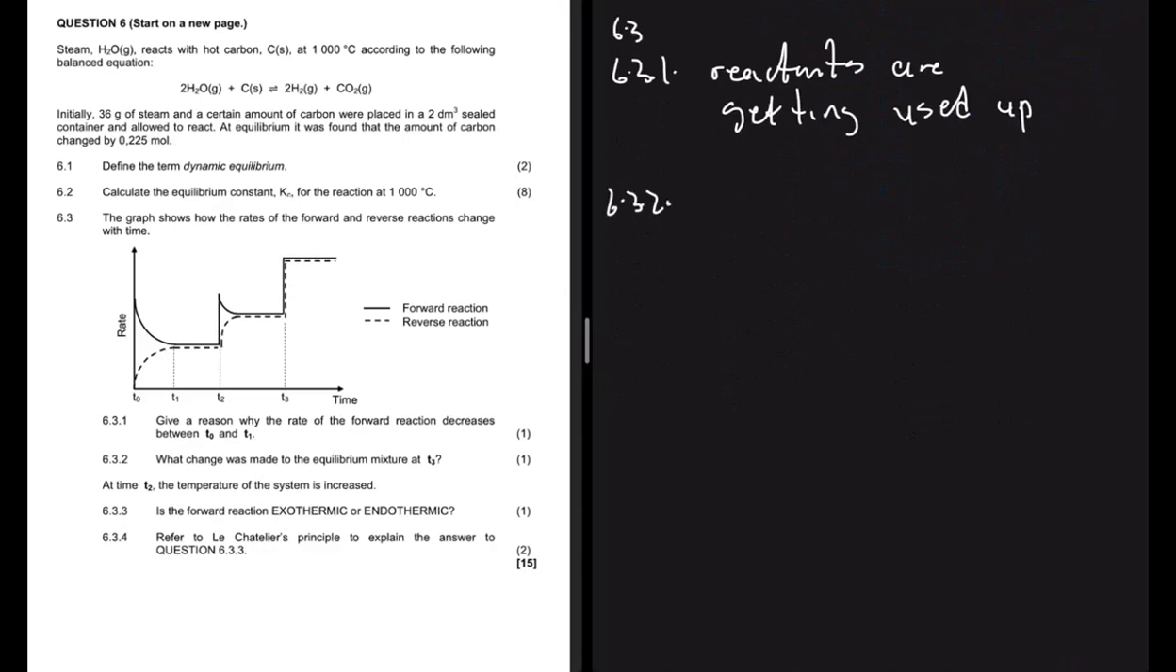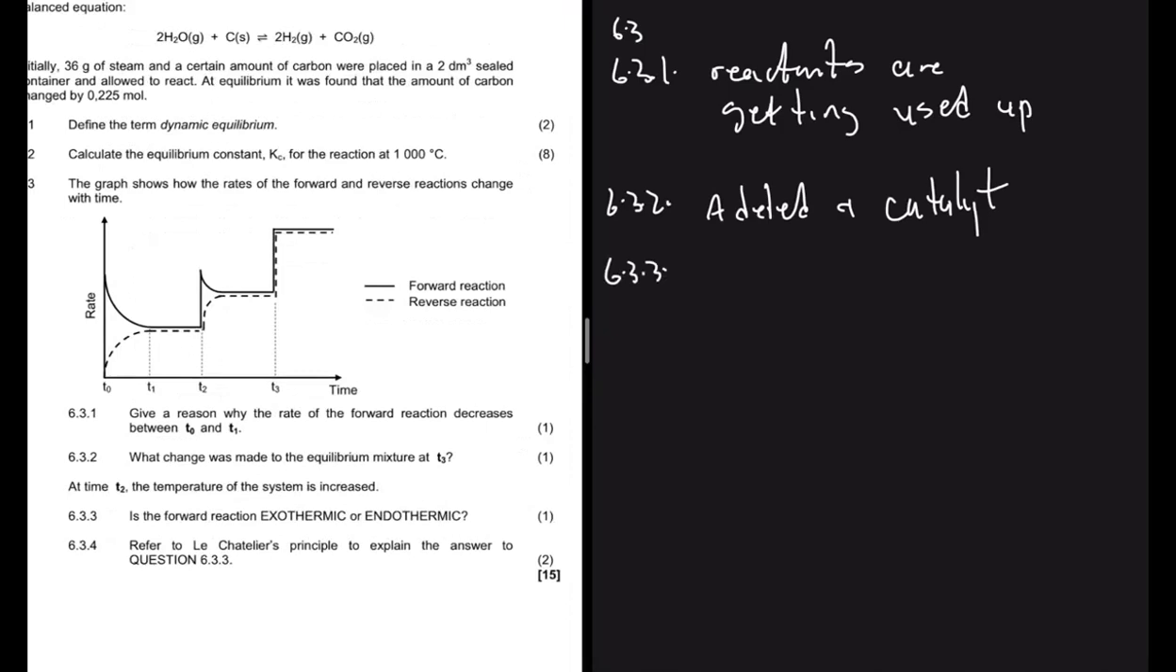And then 6.3.2 says, what change was made to the equilibrium mixture at T3? If both the forward reaction and reverse reaction are favored, they both go up at the same time, then a catalyst was added, right? So they added a catalyst. That is the only way both forward and reverse reaction can be favored at the same time.